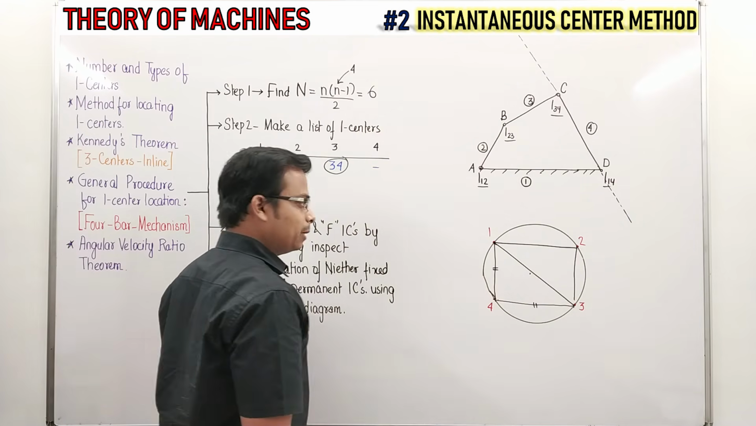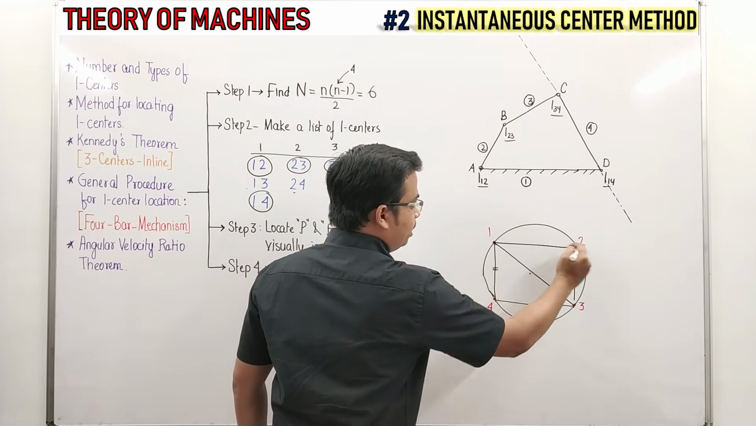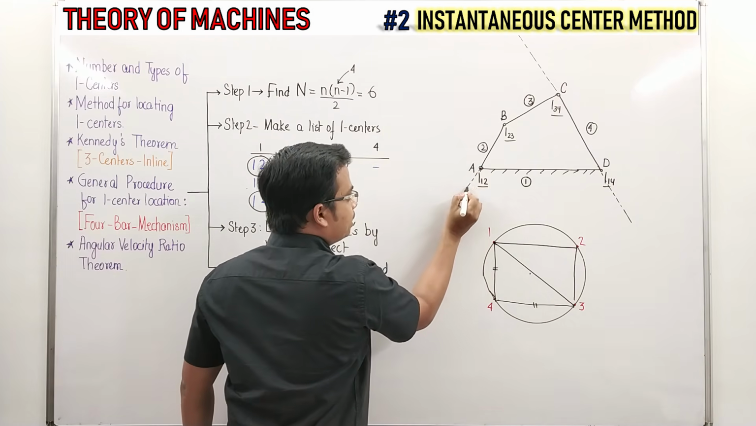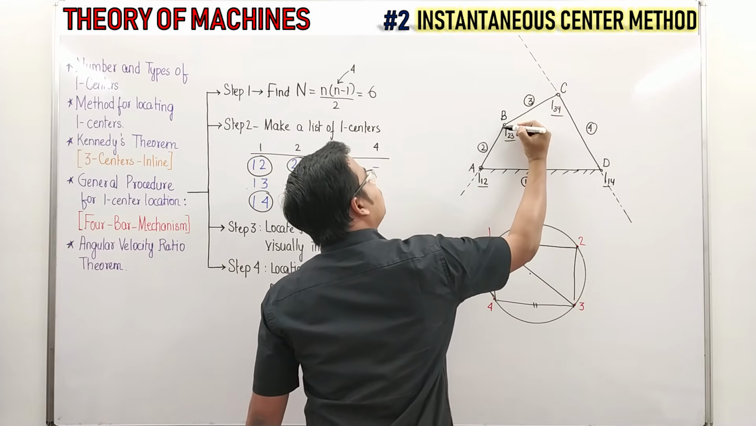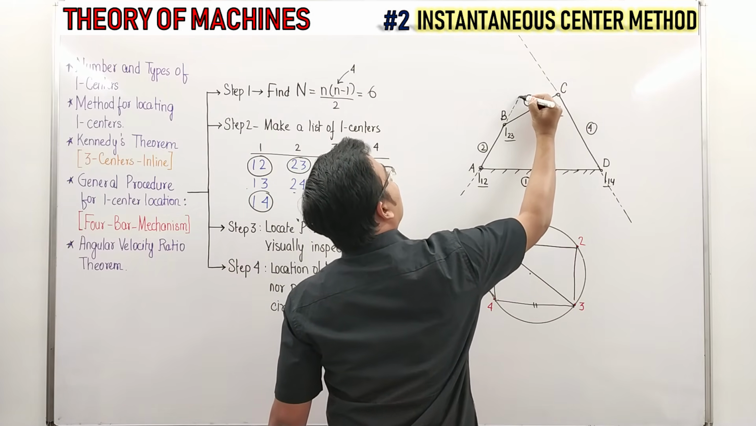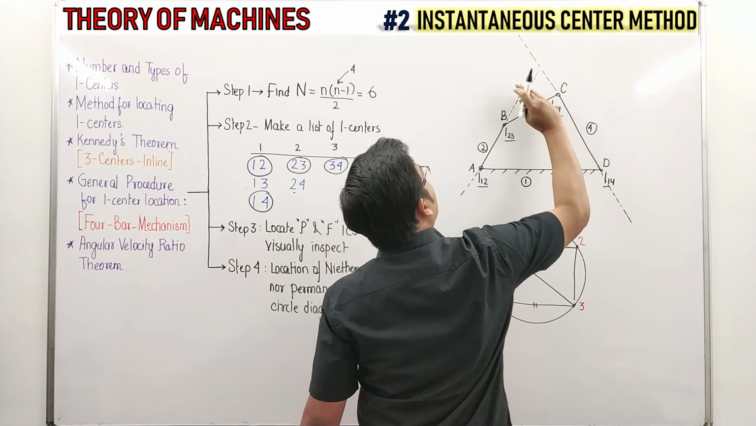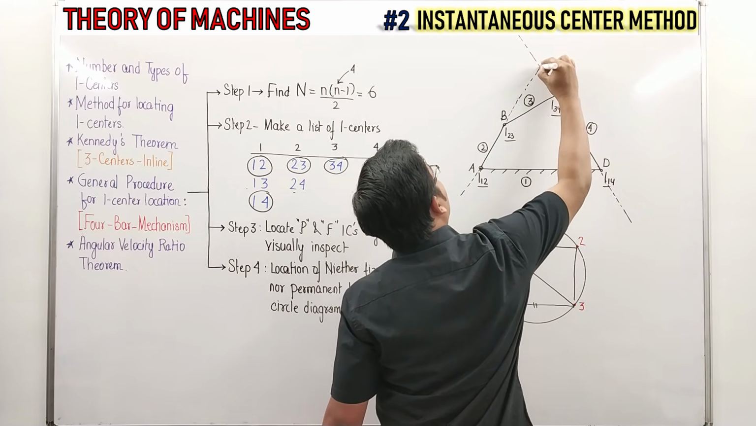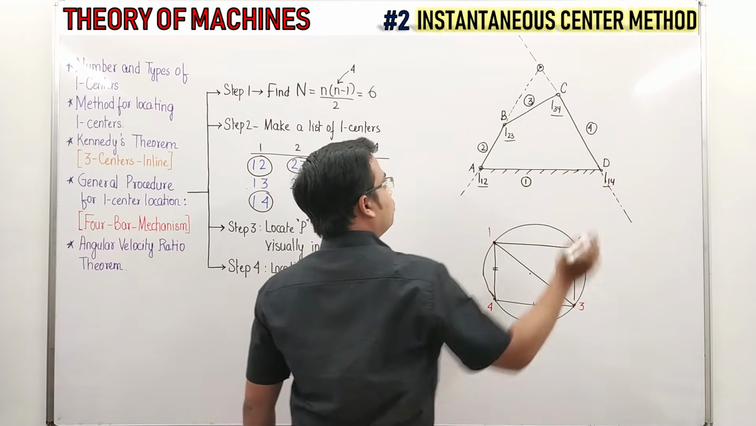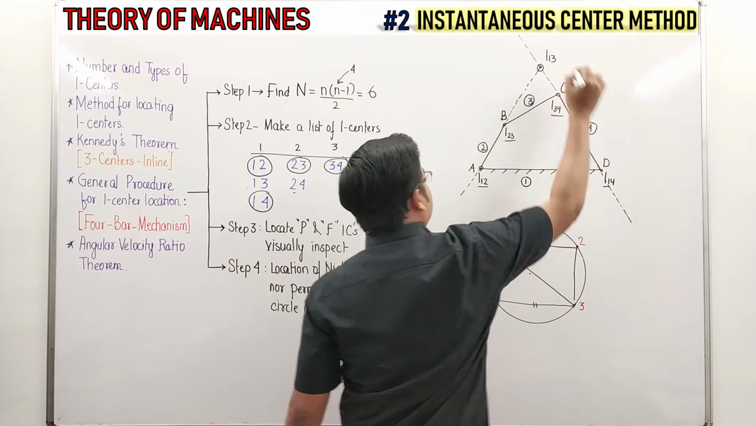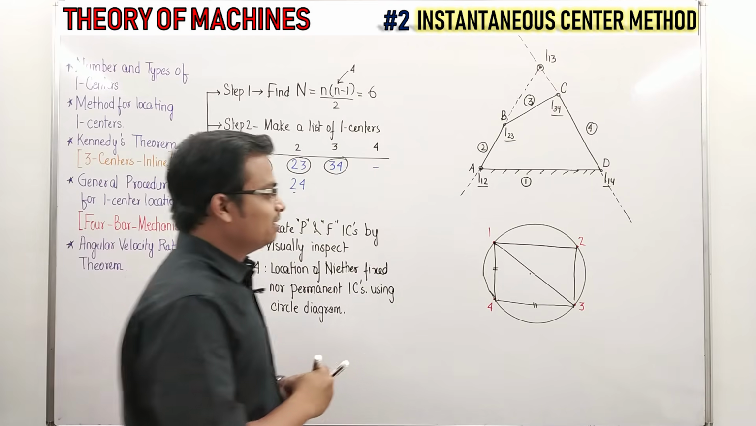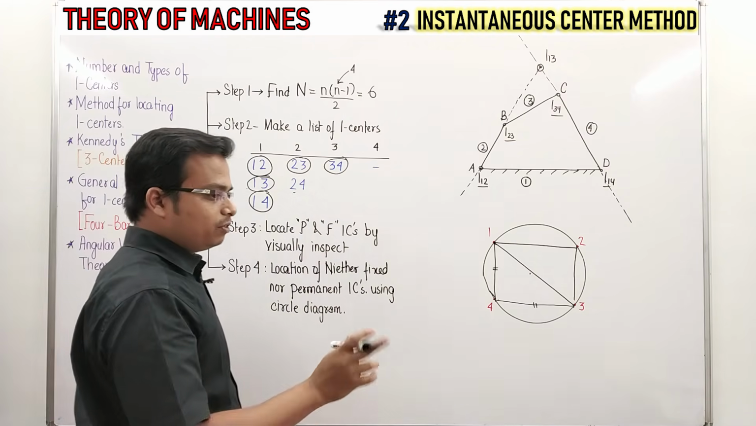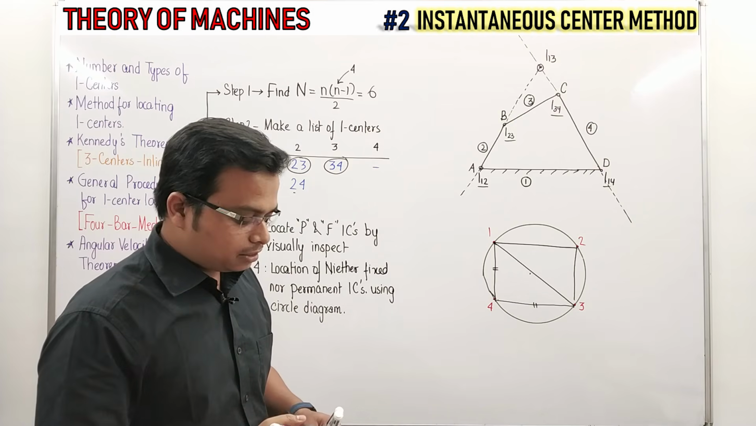Now, another triangle is this one, 1, 2 and 2, 3. Draw lines. Extend lines. Let me do it. Very pathetic drawing skills. Okay, so that's the I center. What have we got? We've got I 1, 3. Achieved. Let me circle this. I 1, 3 achieved. So one of the neither fixed nor permanent I centers has been located.